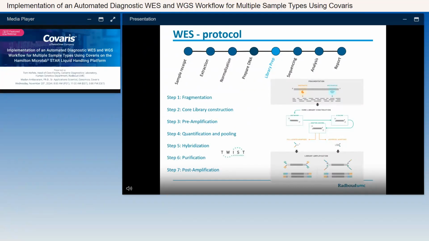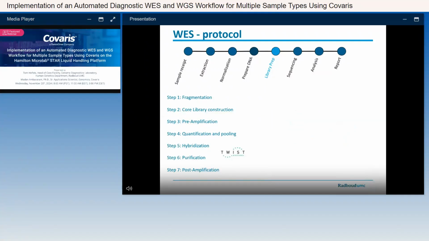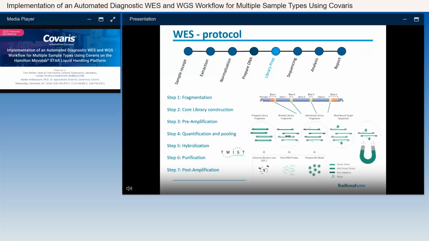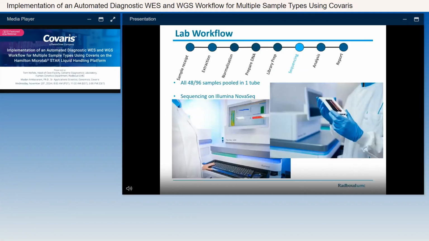The next day, the system will hybridize, or overnight the hybridization will take place, and the next day the pre-washing and the streptavidin wash will take place, and the post-purification and post-amplification will take place on the same instrument. When that is finished, then all the samples will be pooled in one tube, and we will sequence them on the Illumina NovaSeq. And at the moment, we still sequence the exomes on the NovaSeq 6000.